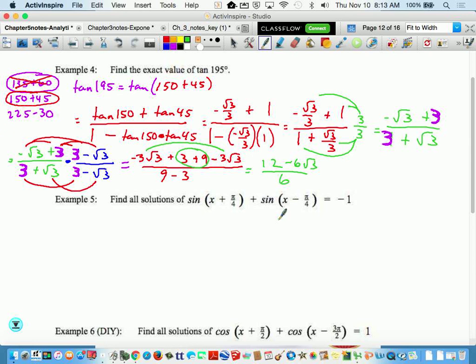So the final thing, it would be hard, break it apart. What's 12 over 6? 2. What's 6 over 6?